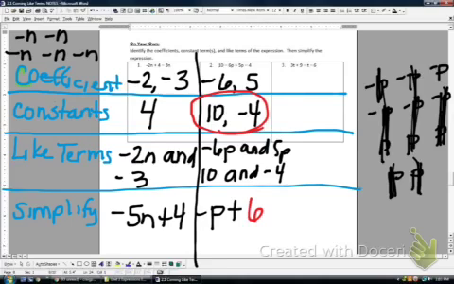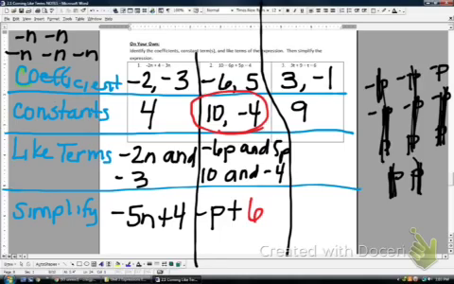All right, and so let's look at our last example. I'm going to go back to black ink. I need coefficients. My coefficients are numbers that are part of the variable. So here I have 3 and negative 1. My constants are 9 and minus 6, or negative 6. My like terms are 3t and negative t, or negative 1t. Then I also have 9 and minus 6, or negative 6.